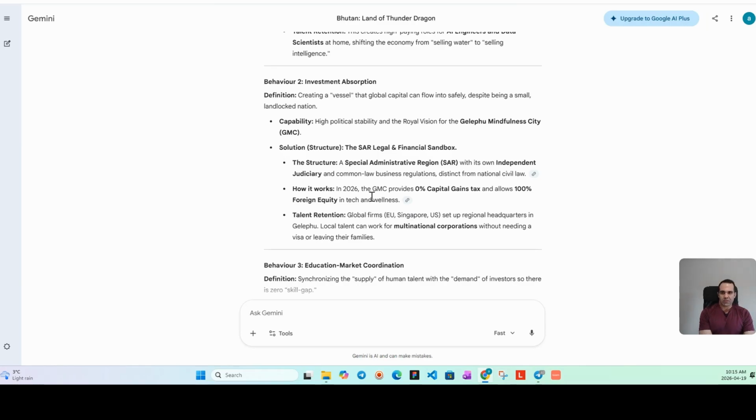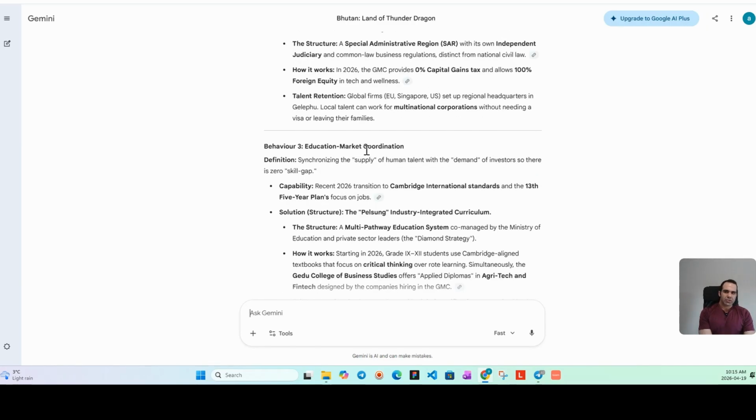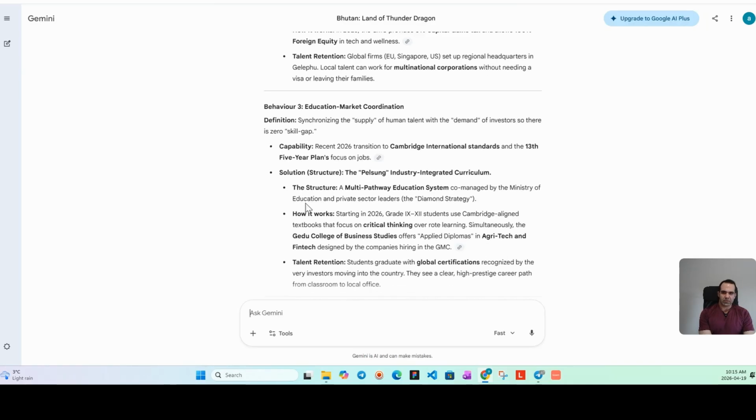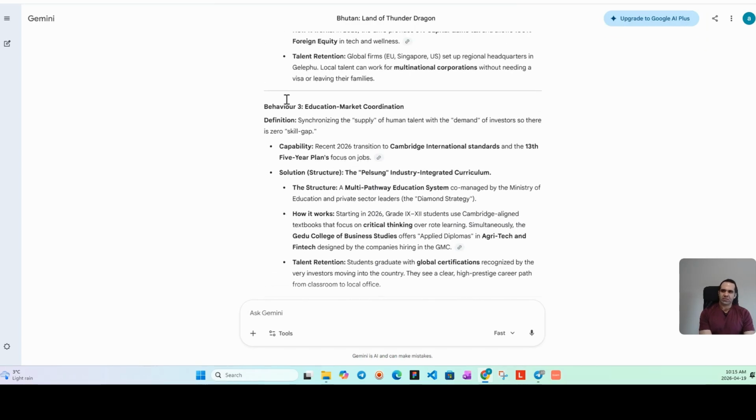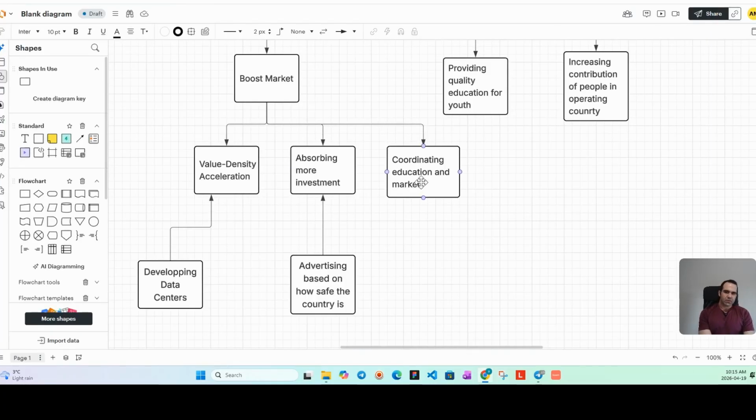And then we can absorb more investments. Behavior 3, education market coordination, synchronizing the supply of human talent with the demand of investors so there is zero skill gap. Capability, recent 2020 transition to Cambridge International Standards and solution, the Pelsing Industry Integrated Curriculum. The structure, a multi-pathway education system, co-managed by the Ministry of Education and private sector leaders. How it works, starting in 20. I think it's nonsense. So for this one, coordinating education and market, they can follow Canada.